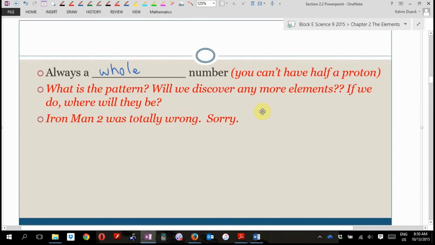So I'd finished with, what's the pattern? Will there be more elements? Only at the very, very bottom. We can keep going with 121 and 122 and 100. We can, in fact, we are doing those in particle accelerators, but there will not be any more elements in the upper section. We found everything.